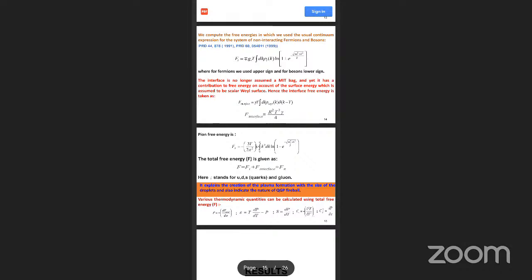By clubbing all these terms, we try to find out the total free energy of a given system. And this total free energy is very much useful to create the finite QGP droplet in the pionic medium. With the help of this total free energy, we can also calculate other thermodynamic parameters like pressure, energy density, entropy, specific heat, speed of sound, etc.